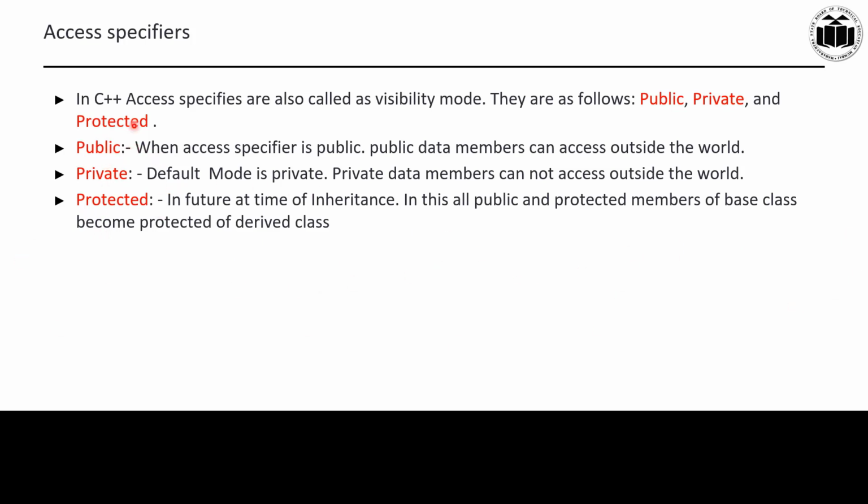So what do we mean by the public access specifier? Whatever you have declared in the public access specifier can be accessed outside the class, and whatever you have declared in the private access specifier can be accessed only through the public members which you have declared in your class.